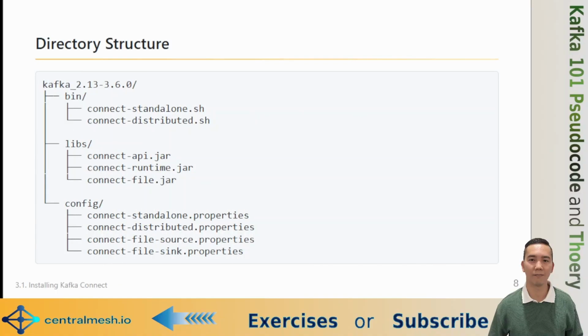Let's take a closer look at the Kafka directory structure. The bin directory contains executable scripts, including the scripts used to start Kafka Connect in standalone or distributed mode. The libs directory contains the Java libraries required by Kafka Connect. This includes the Connect API, runtime components, and built-in connector implementations. The config directory contains sample configuration files. These files provide working examples that can be customized for your own environment. Understanding where these files live will make future configuration and troubleshooting much easier.